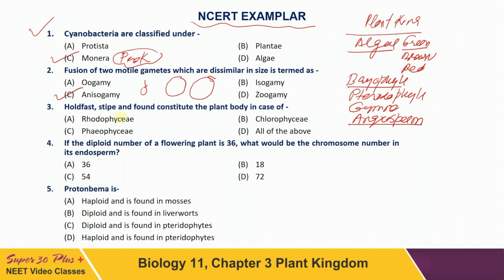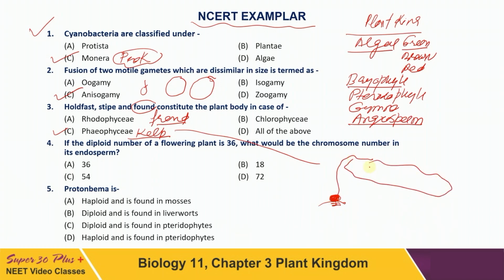Hold fast, stipe and frond. This is the frond. They constitute the plant body. Rhodophyceae, Phaeophyceae, Chlorophyceae, all of the above. See it, in Phaeophyceae, I told you, kelps are there. Kelps are large, giant-sized algae, and these are found attached to any substratum with the hold fast. This is the stipe, and this is the long blade which is floating on the surface of the water. So this structure is found in Phaeophyceae, right?